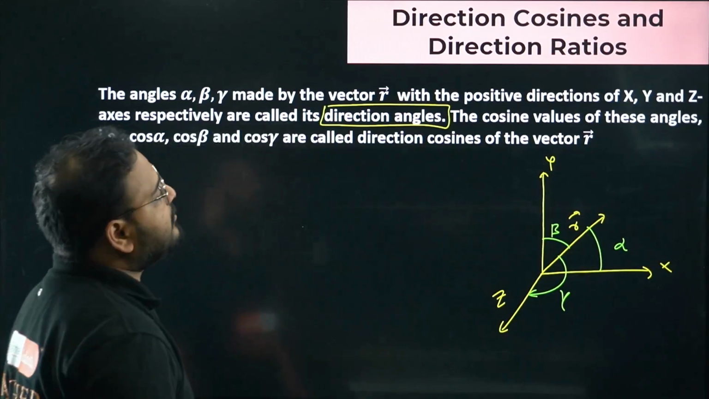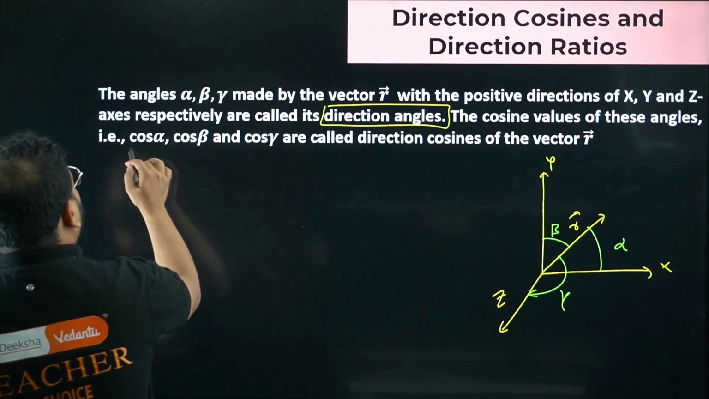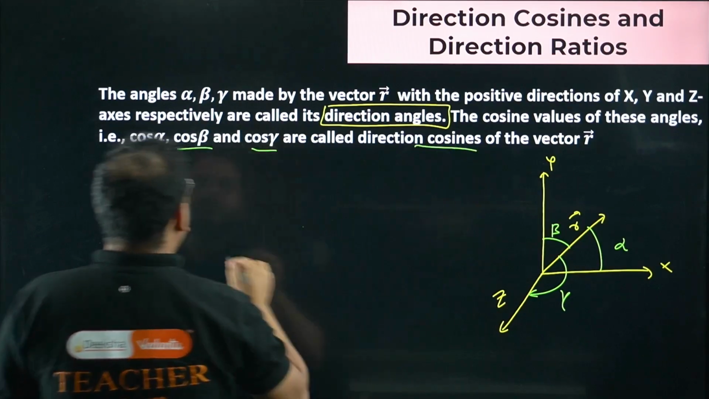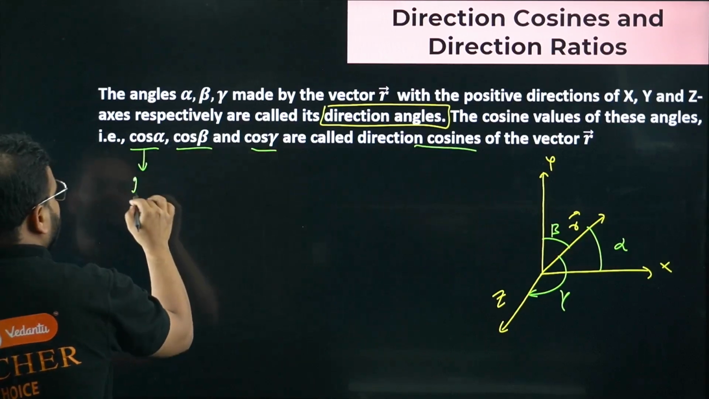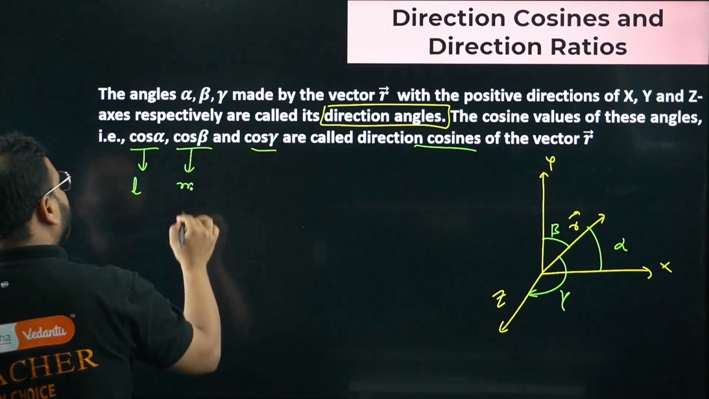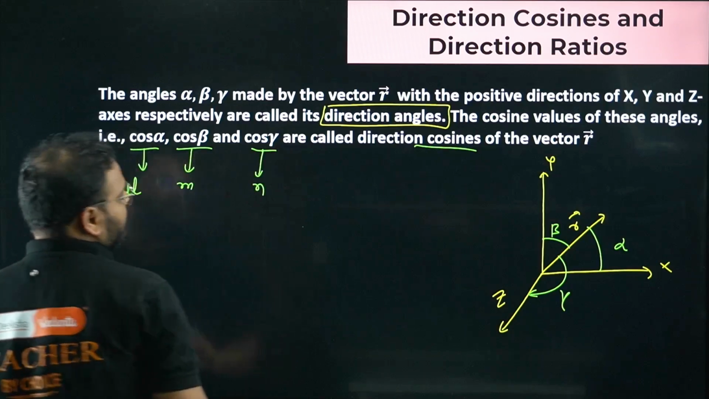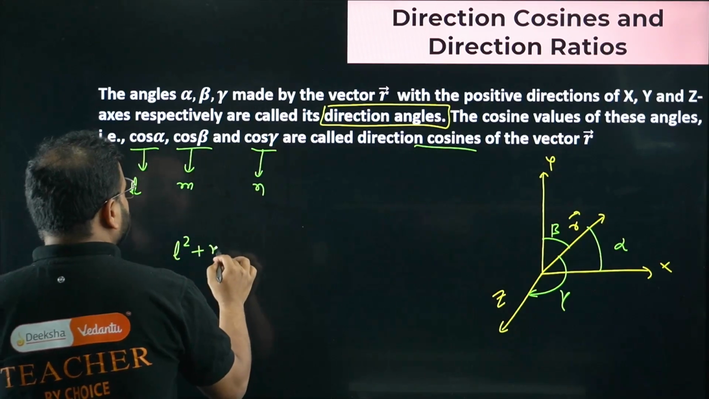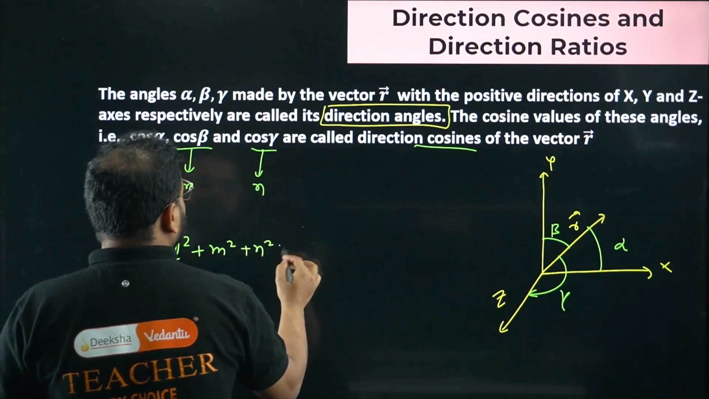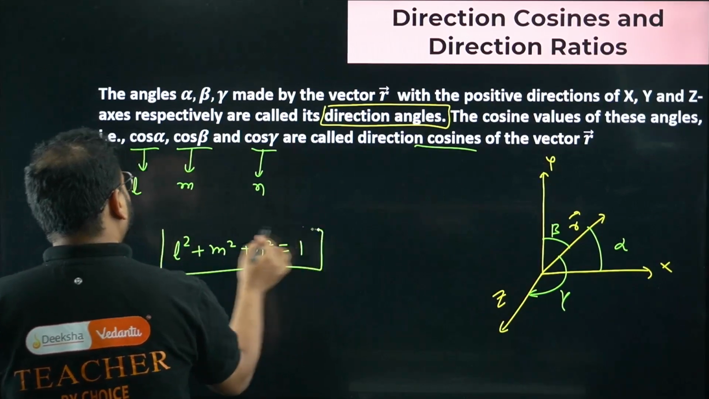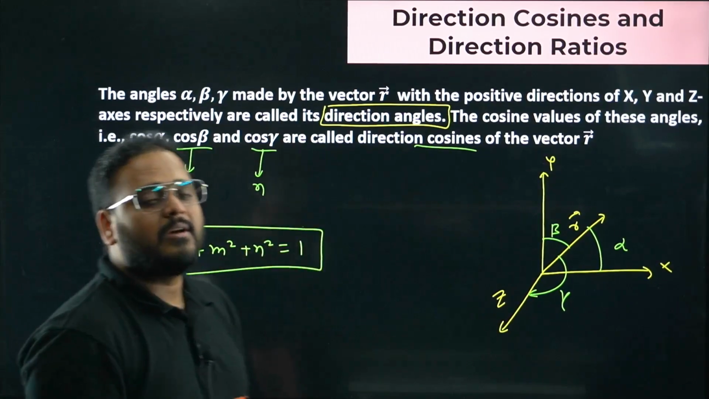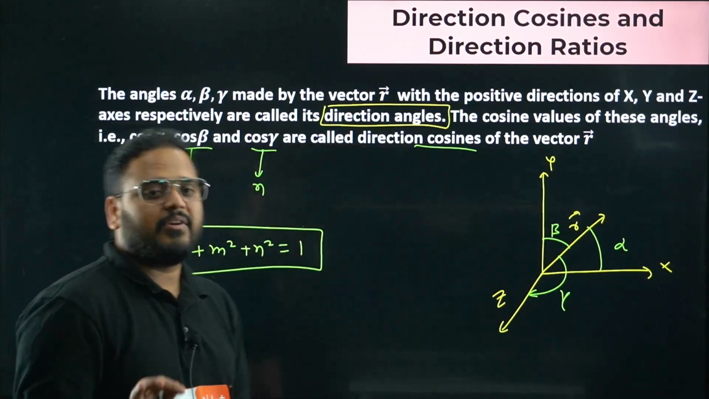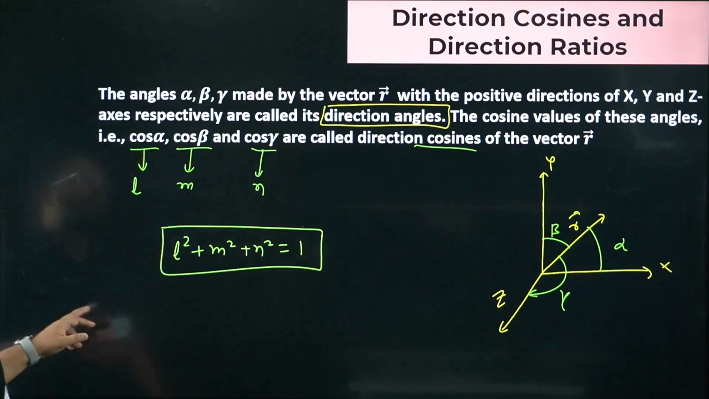The cosine values of these angles, cos alpha, cos beta, cos gamma, are called the direction cosines of the vector R. These are given the symbols l, m, and n, if you remember. There is one more property: l square plus m square plus n square equals 1. A very, very important property, the relation between the direction cosines of any given vector. Okay, this is clear.